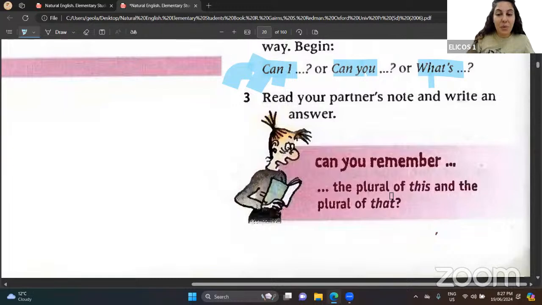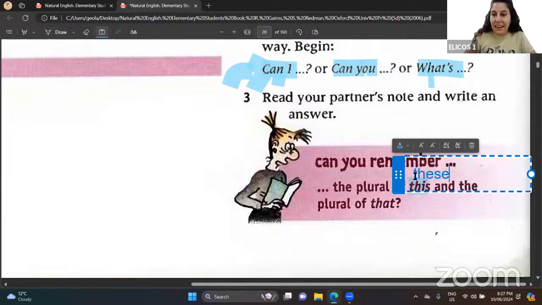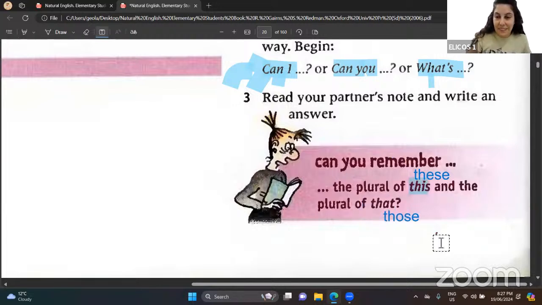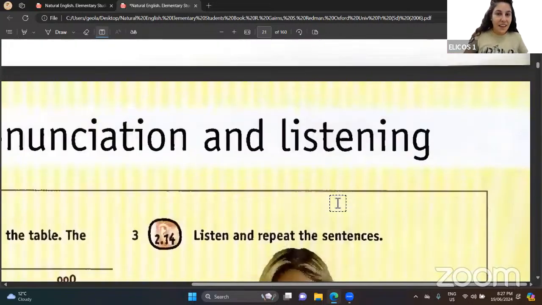So can you remember what's the plural of this? If it's, remember it's close, this book, these. And what's the plural of that? Those, because it's far away. Okay, so remember we're talking about the object. Is it close or is it far away from you when you talk about it?